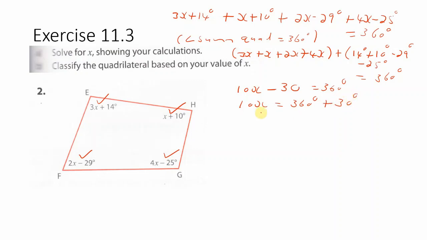Our strategy, we want the letter of the alphabet, namely x, on the one side, numbers on the other side. So 10x equals 390 degrees, if we add the 360 and the 30. We don't want 10x, we simply want x, so we have to divide by 10 for the 10s to cancel. What we do to the left, we do to the right. So therefore x equals 39 degrees.